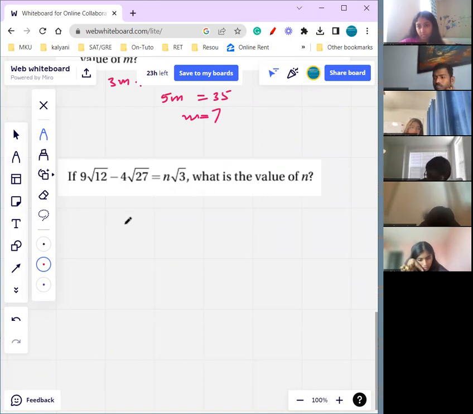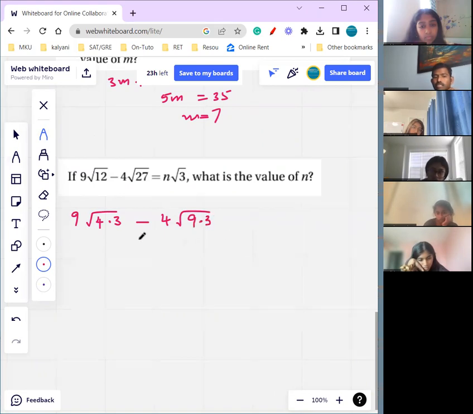Okay, so let's look into this problem quickly. Anytime you're dealing with radicals, try to get the same term inside the radical. So what I can do in this problem is, 9 and radical 12, I can write it as, I think 4 times 3 is a good one to do. And minus, this is going to be 9 times 3, is one perfect square, that's what I'm thinking too. Now square root of 4 is 2. So I can write this as 9 times 2 radical 3, and then minus radical 9 is basically 3, then radical 3. Does everybody understand this step?